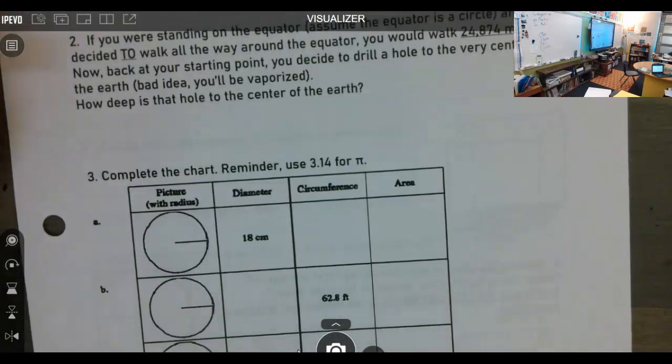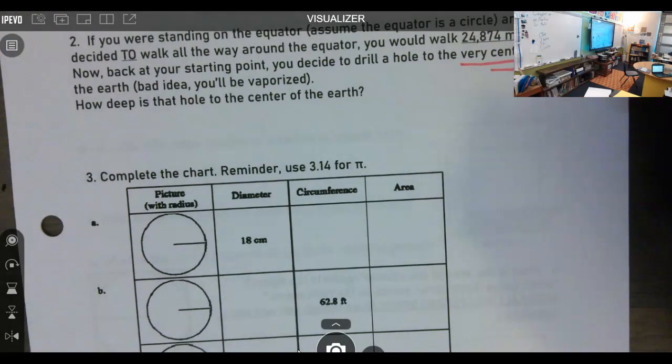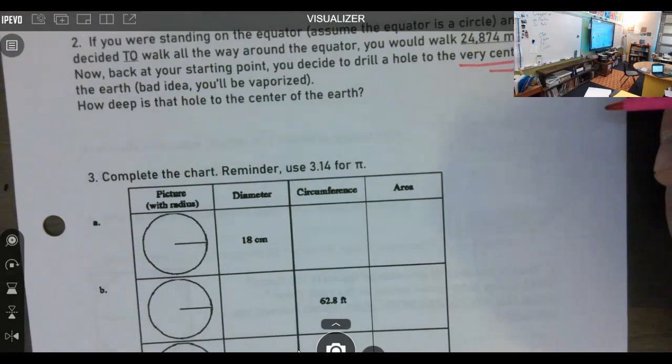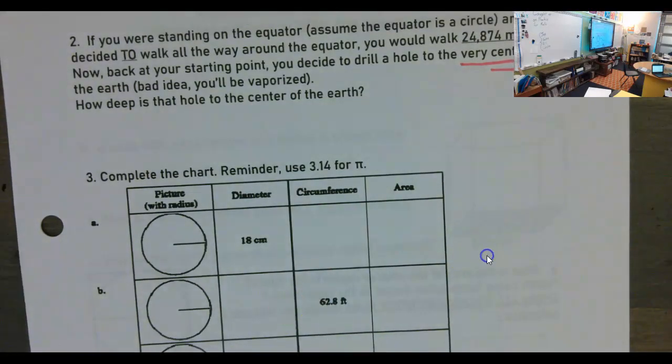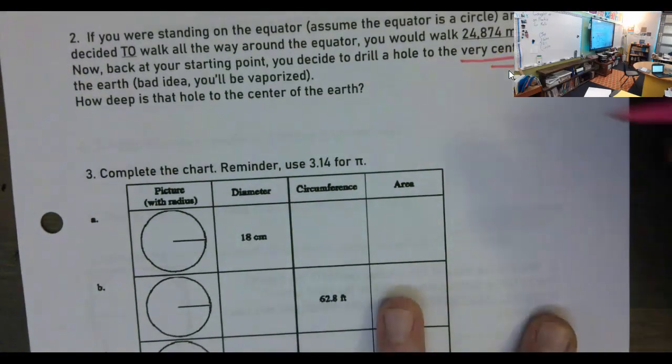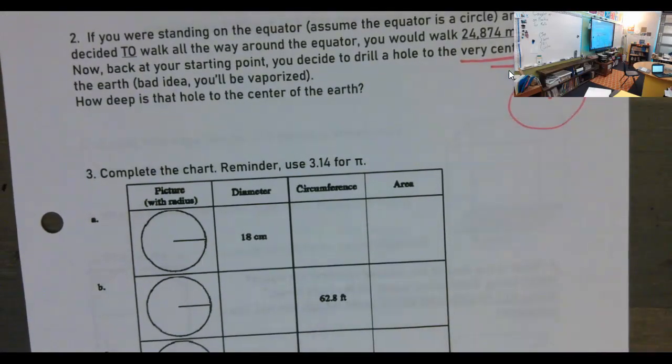Number 2, we only want to drill this hole to the center of the earth. If you're only going from the edge of the earth to the center, is that radius or diameter? Radius. Because the earth is round and we go here, that's radius.